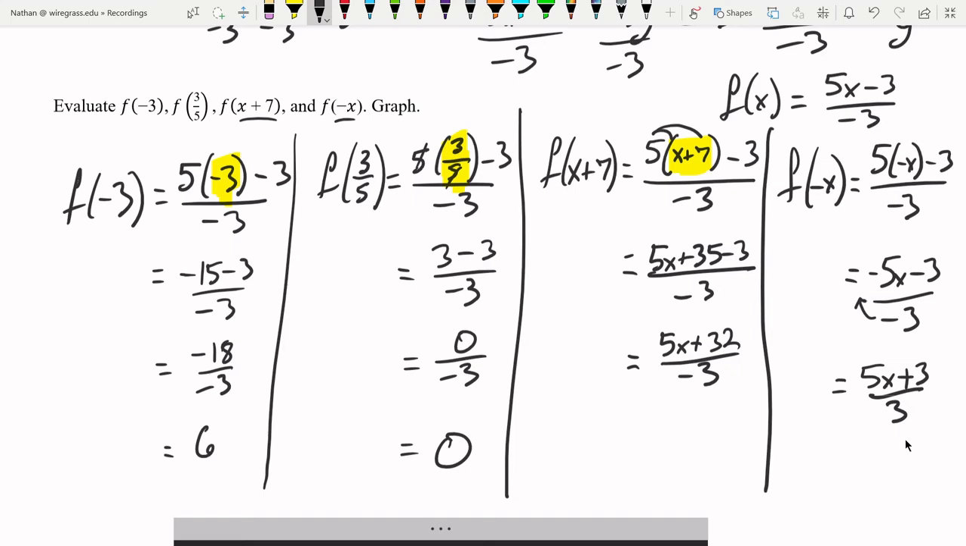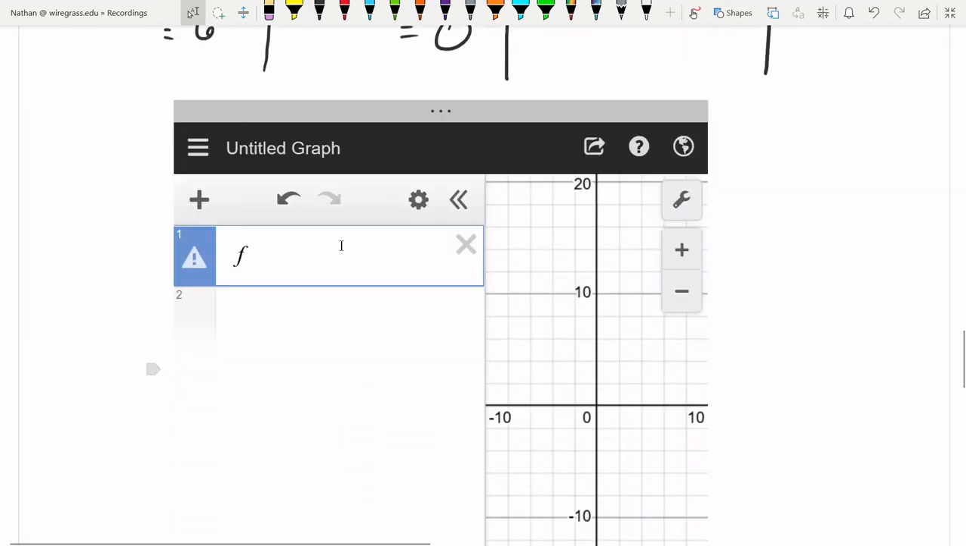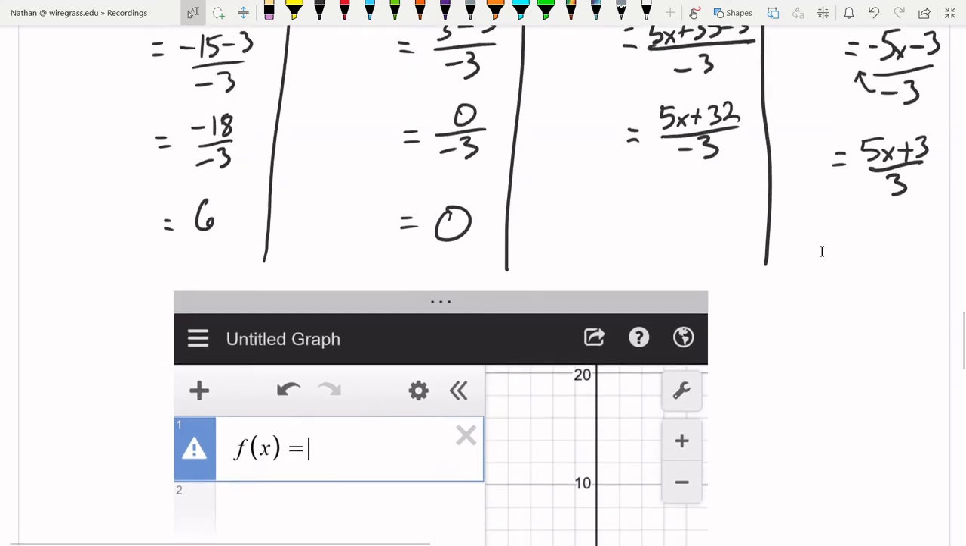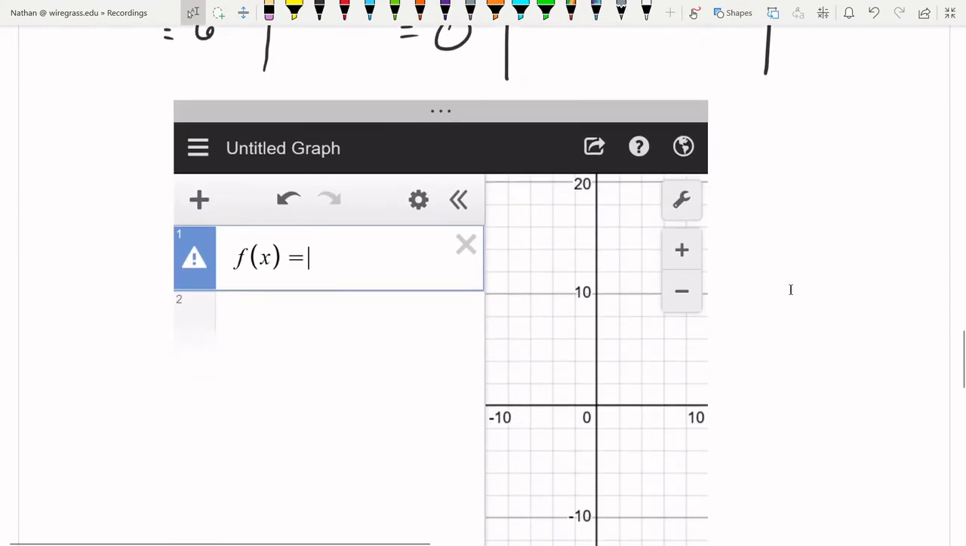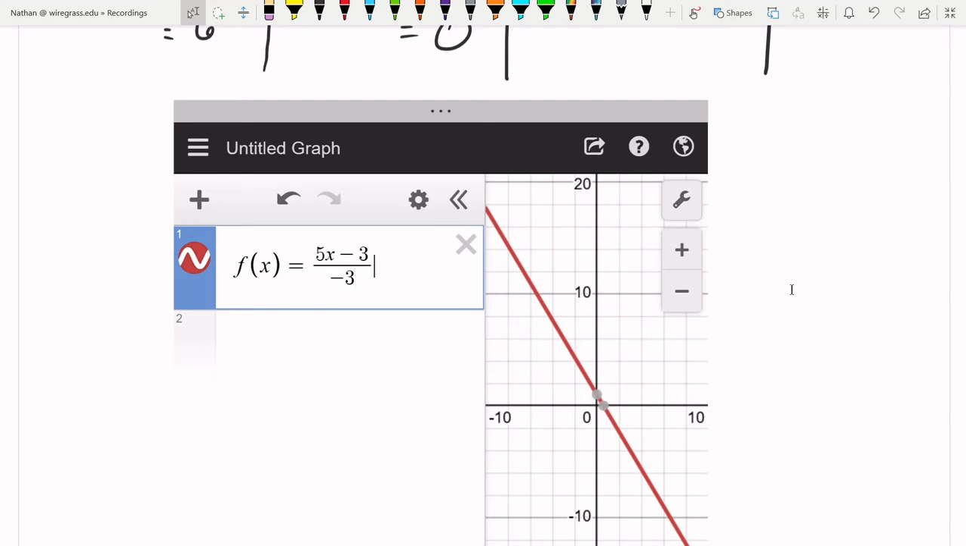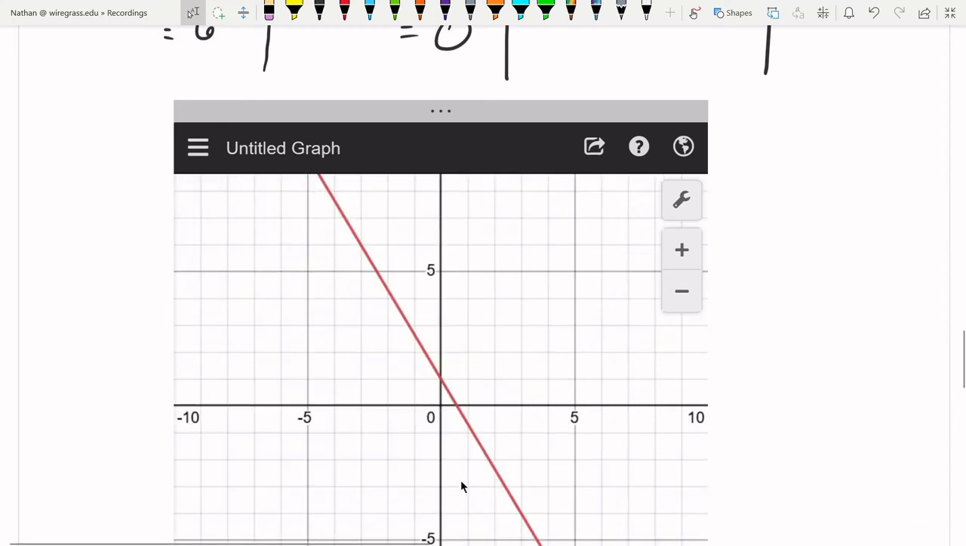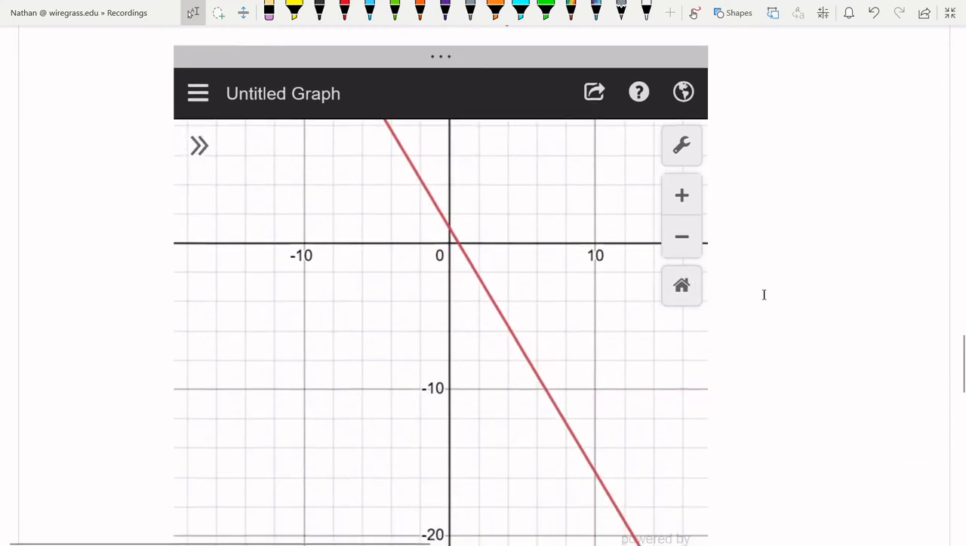Okay, let's graph this thing and see how it goes. The nice thing about Desmos is that we can actually type in a function. Double check what that was. 5x minus 3 over negative 3. And it will actually recognize the function input. So if we plug in, you can see that this function is just a line. The line looks like this.